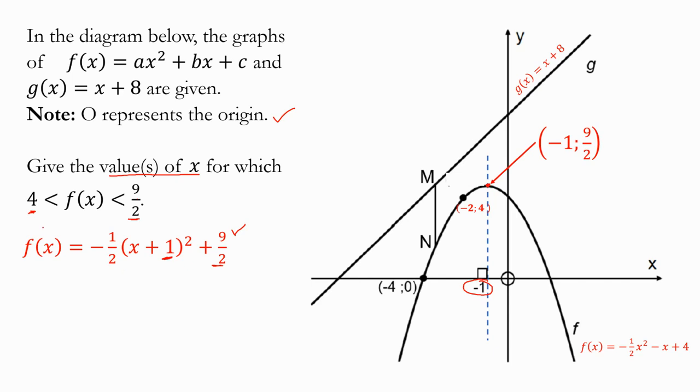Right, and now, where is 4? We have the 4 here. We're given this point. This is where f of x is equal to 4. And at this point here, f of x is equal to 4 as well.